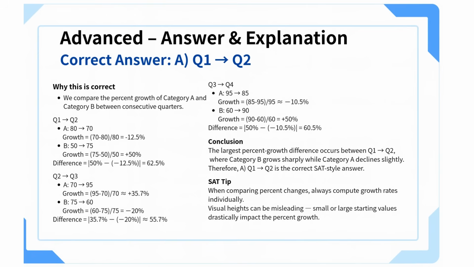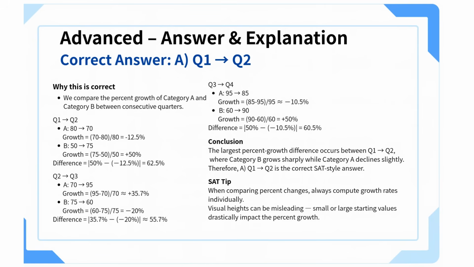First, from Q1 to Q2. Category A decreases from 80 to 70, which is a minus 12.5% change. Category B increases from 50 to 75, which is a plus 50% change. The difference between these growth rates is 62.5%, which is extremely large.